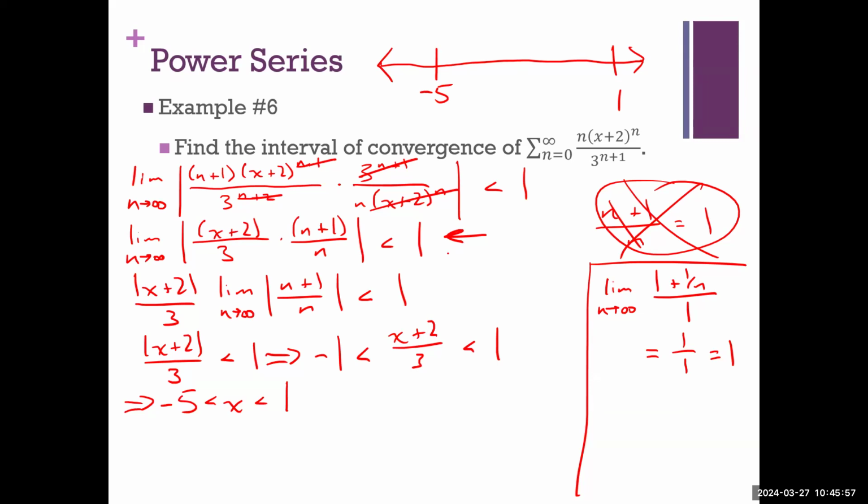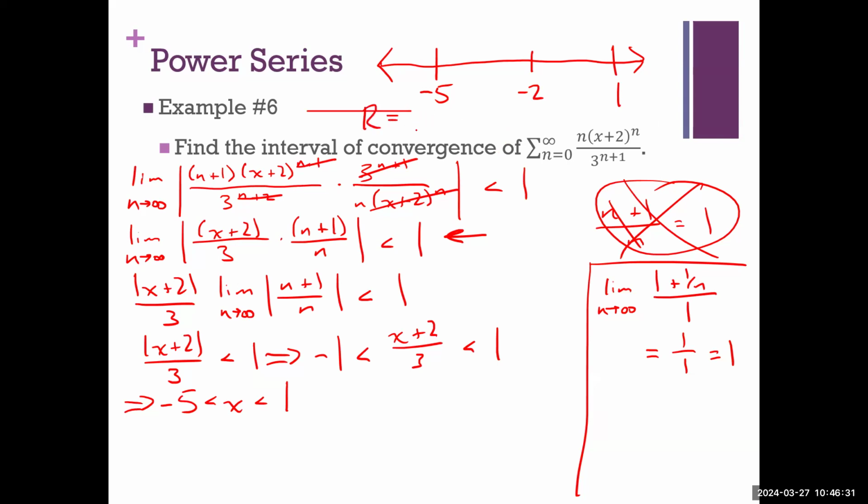Maybe it's hard to ask, but what's the center of our interval of convergence? How'd you get -2? Right, so the middle of -5 and 1. Is it easier to answer what the radius is now that I've shown you where the center is? So what's the radius? So our radius is 3.